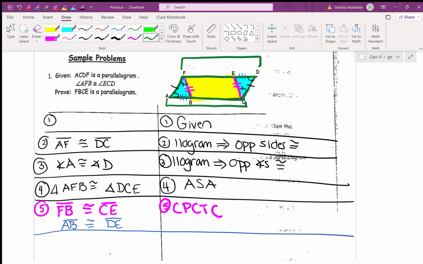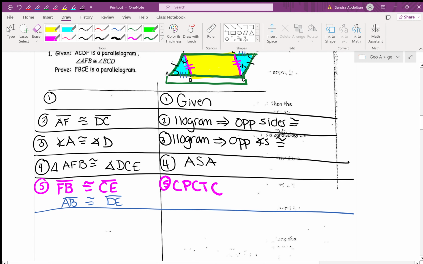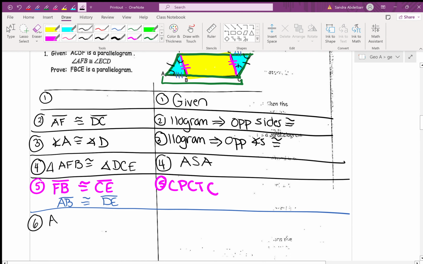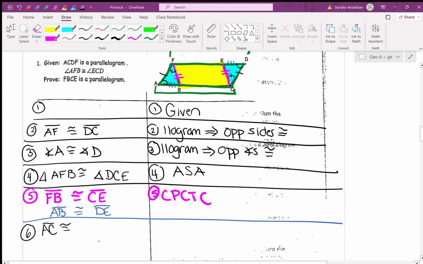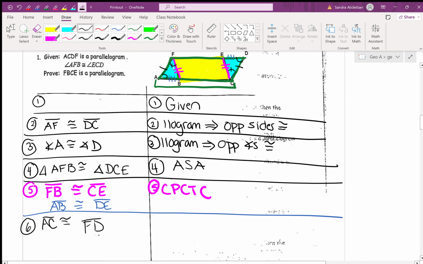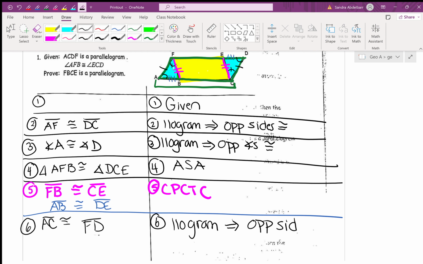Well, can we say for any reason that FD and AC are congruent? Max? Parallelogram yields opposite sides congruent. You got it. So we're going to say now that AC is congruent to FD, and our reason is parallelogram yields opposite sides congruent. Could I have stuck that in with step number 2 if I wanted to? Yeah, I could have.